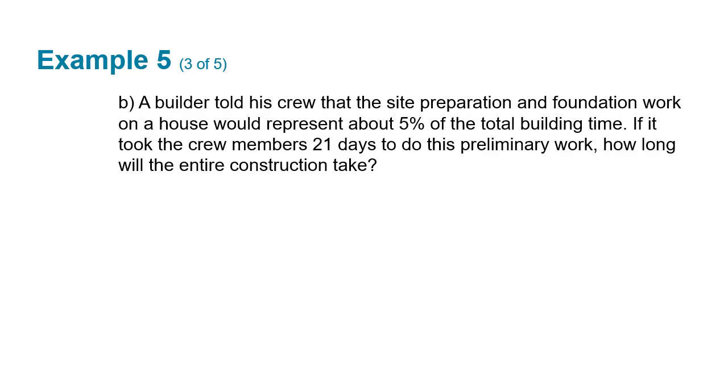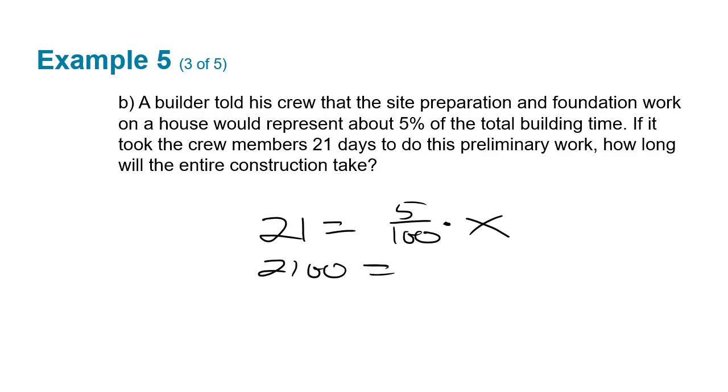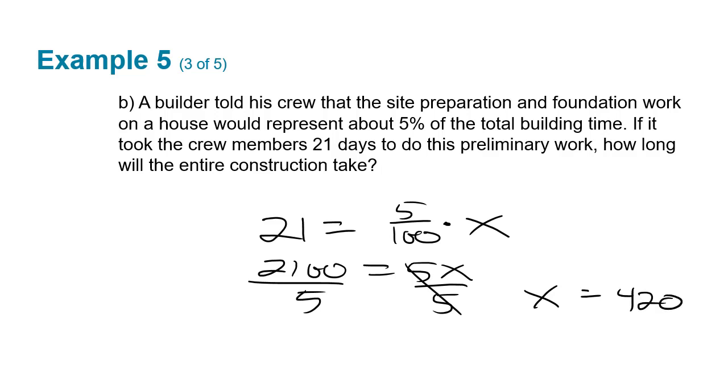So basically what they told us is that 21 days is going to be 5% of the total, i.e., 21 is 5% of the total. So now we can solve for x. Multiply both sides by 100, right? 2,100 equals 5x. Divide both sides by 5, right? And x is going to be 420 days.